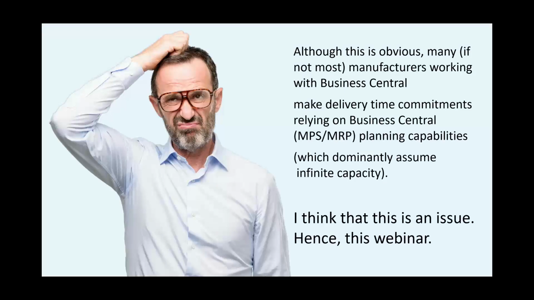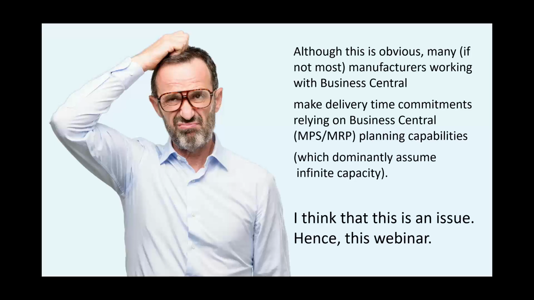although this seems to be obvious, many, if not most, manufacturers working with Business Central make delivery time commitments relying on the Business Central planning capability. So the out-of-the-box Business Central comes with MPS and MRP, Master Production Schedule and Material Requirements Planning. And the mechanism of a Business Central MPS and MRP, so of the planning worksheet, of the requisition worksheet, the functionality, is super powerful, and it is more advanced than many comparable functions in comparable business management and ERP systems that I have seen on the market.